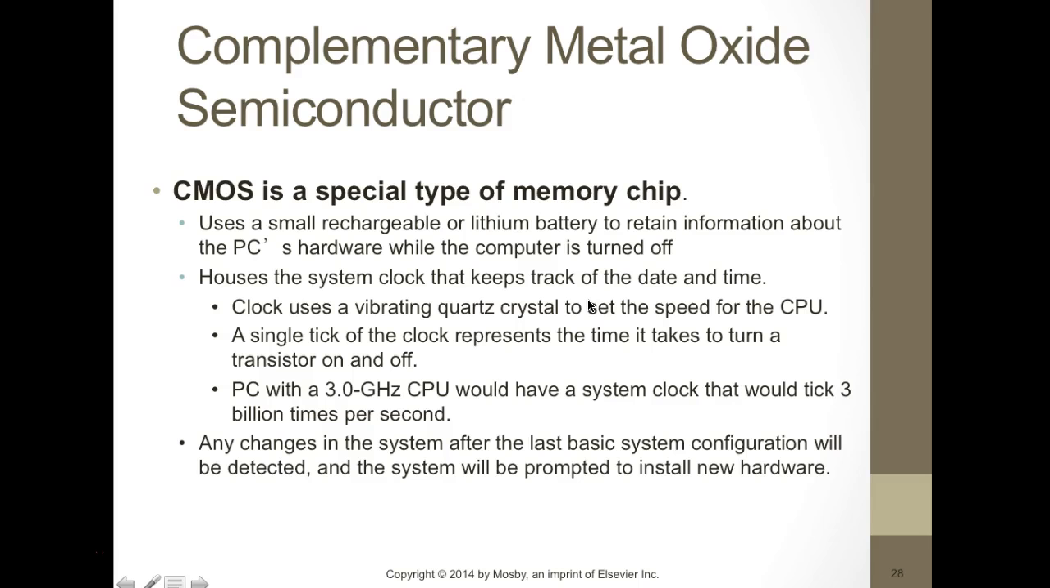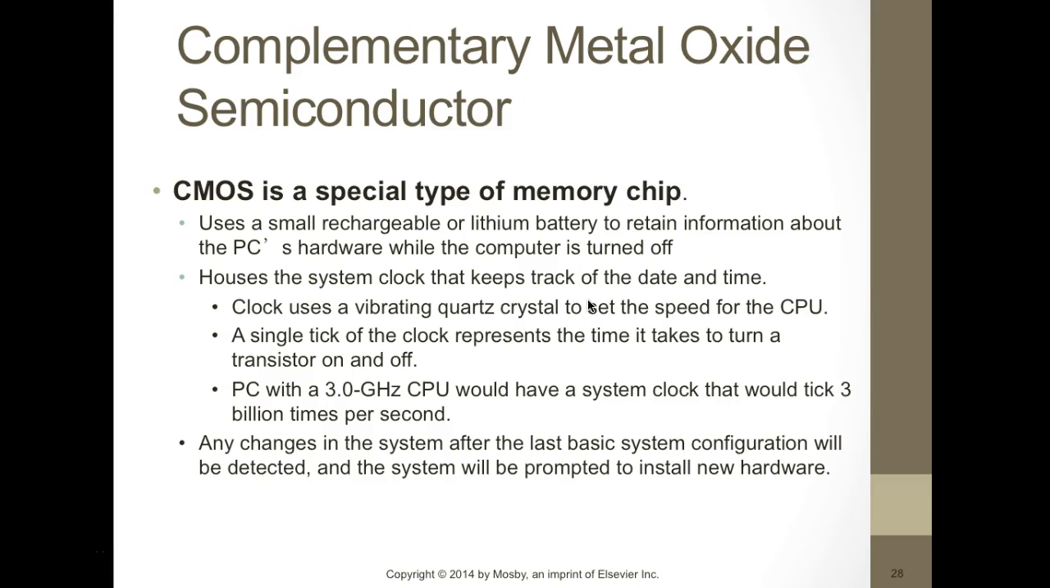So looking here at your CMOS. CMOS is a special type of memory chip. It uses a small rechargeable or lithium battery to retain information about the PC hardware while the computer is turned off. It houses the system clock. Okay, so that's an important part that keeps track of the date and the time.